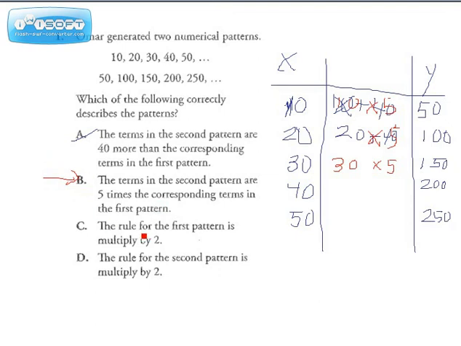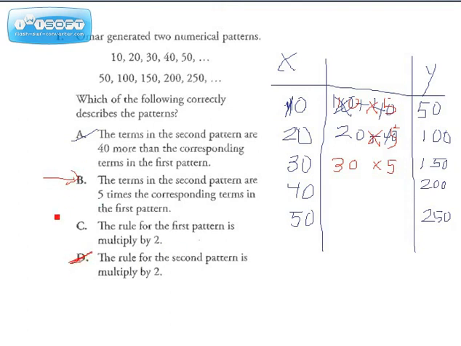Let's come back and look at that one again. Choice C. The rule for the first pattern is multiply by 2. So are we multiplying by 2? Let's look at choice D, which says the rule for the second pattern is multiplied by 2. So is this multiplied by 2? This times 2 is that, times 2 is that? Nope, definitely not. So let's cross that one out.